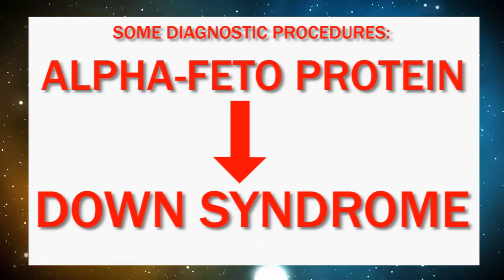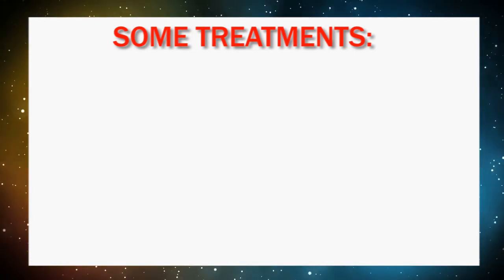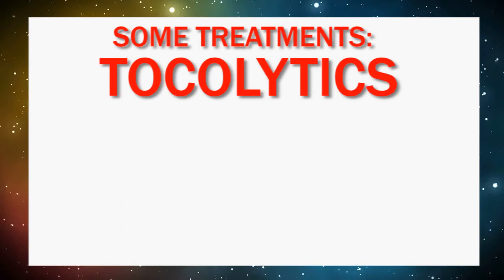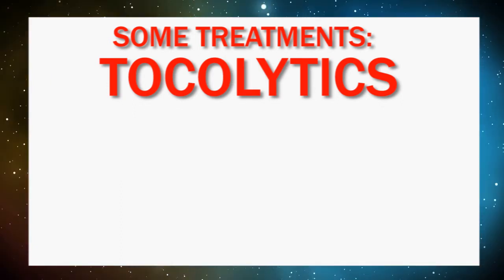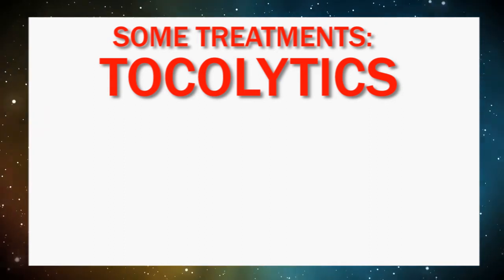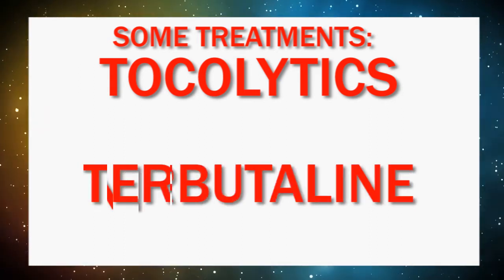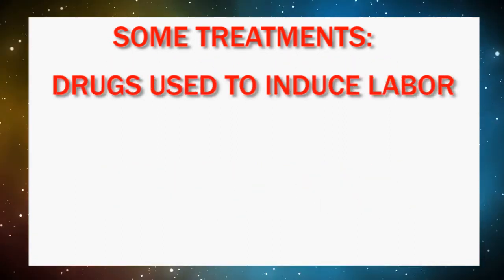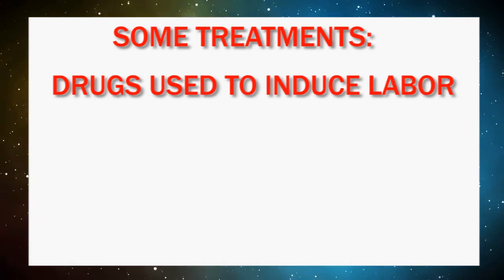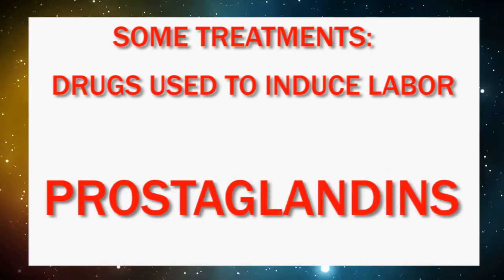Now, let's mention some treatments used in obstetrics. Tocolytics are used in preterm labor. They're used to slow down contractions, for example, like terbutaline and nifedipine. There are also drugs used to induce labor, like oxytocin and prostaglandins.